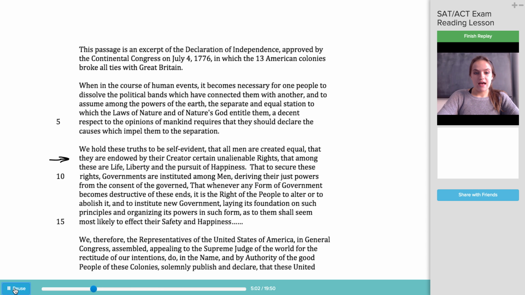That whenever any form of government becomes destructive of these ends, it is the right of the people to alter or to abolish it, and to institute new government, laying its foundation on such principles and organizing its powers in such form as to them shall seem most likely to affect their safety and happiness.